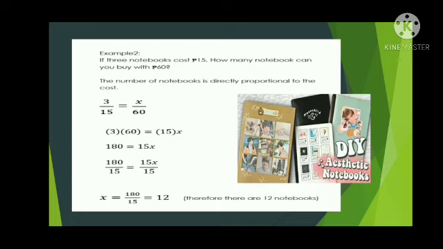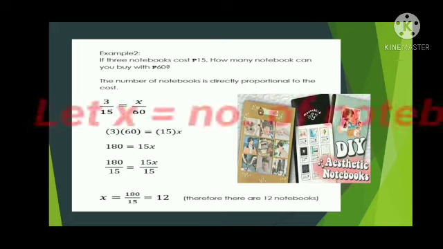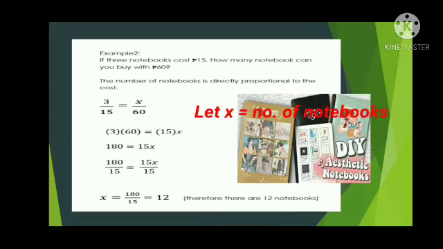So what is the requirement in the problem? Ano yung hinahanap sa problem? How many notebooks? So yung notebook natin, we let that as X. So ilang notebook daw yung mabibili mo, no? If you have 60 pesos, that is also a ratio. So the number of notebooks is directly proportional to the cost, no?